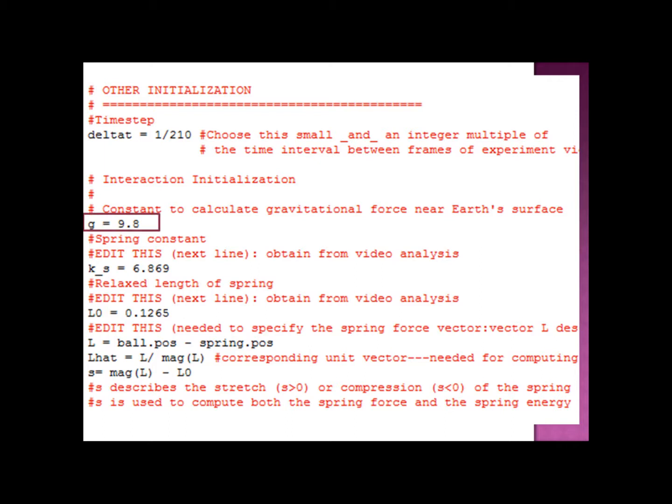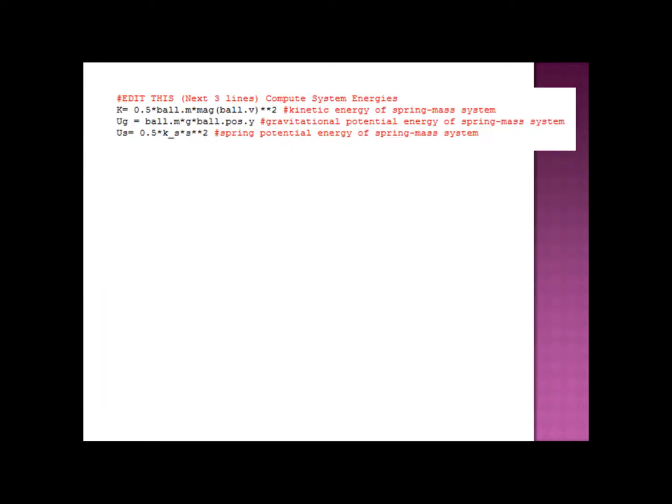Here I have g, which is set to 9.8, which is the gravitational constant, and here is the spring constant, and this is the spring's relaxed length, and the spring constant and the relaxed length were calculated from video analysis of the tracker file. And here, this is the code that calculates the length of the spring at each time interval. And L hat has the spring's direction. S describes the stretch or the compression of the spring and is used to compute the spring force and the spring energy.